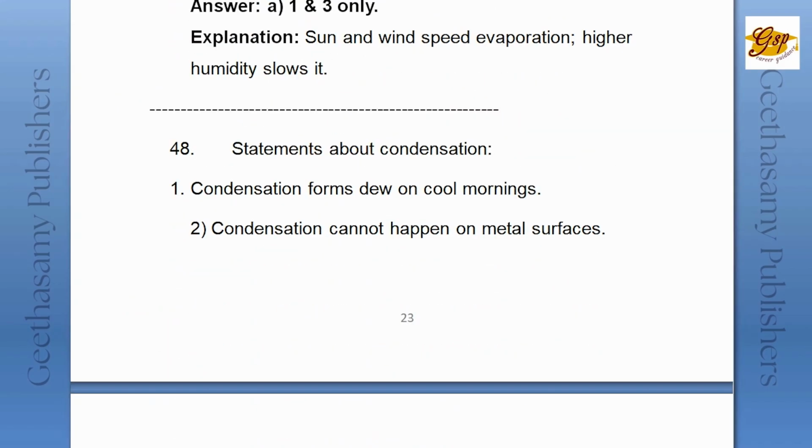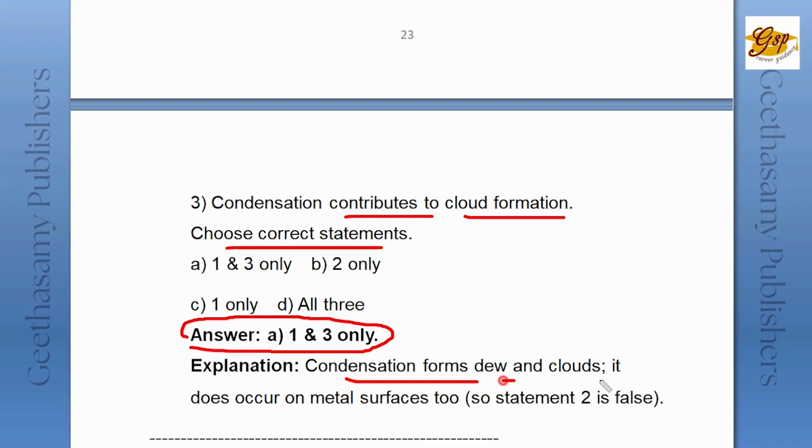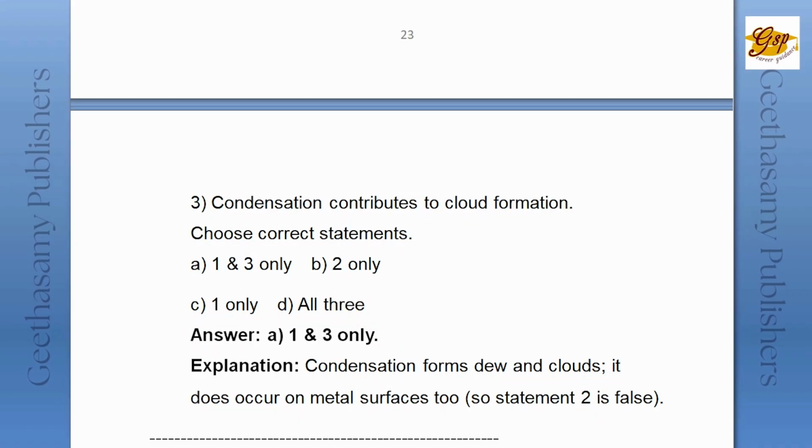Fine. Statement 1, condensation forms dew on cool mornings. Statement 2, condensation cannot happen on metal surfaces. Statement 3, condensation contributes to cloud formation. Choose correct: 1 and 3, 2 only, 1 only, 3 only. The correct answer is 1 and 3 only, that is A. Explanation: condensation forms dew and clouds. It does occur on metal surfaces too. That statement 2 is false.